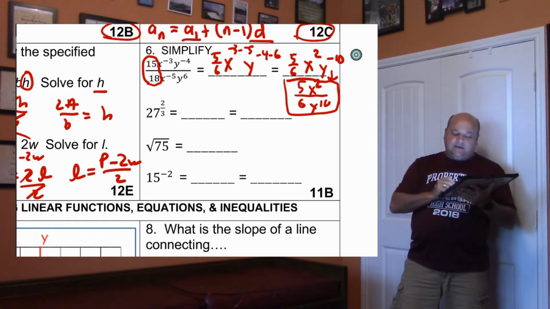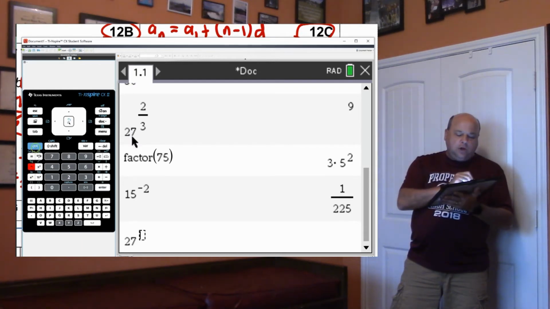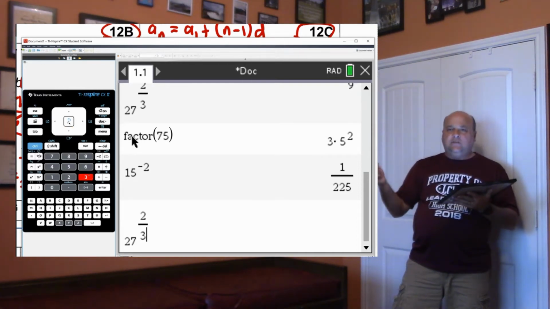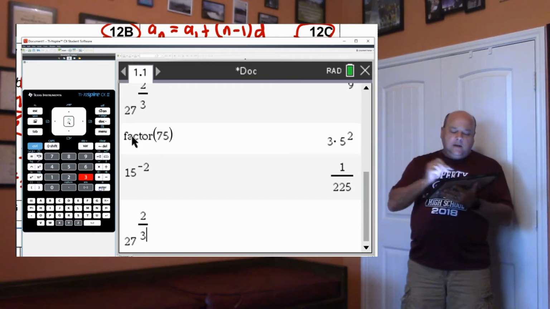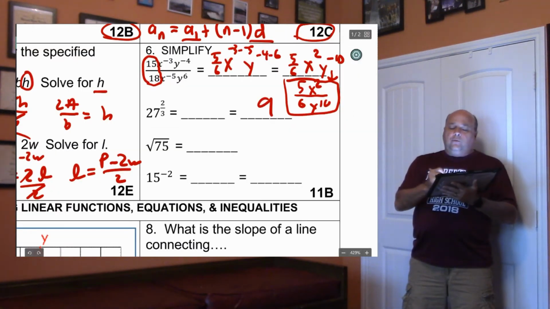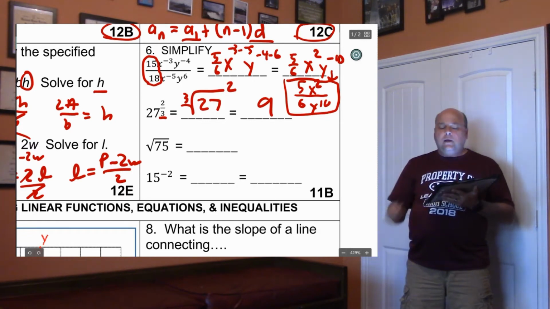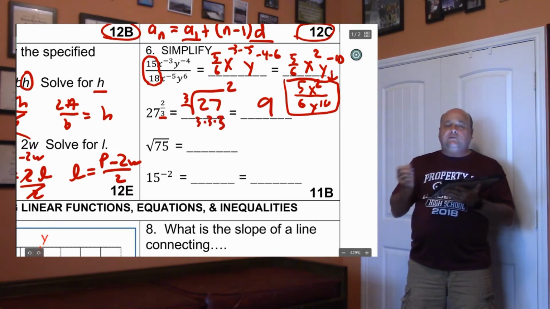Type in 27 to the 2/3. So 27, caret, control divide, 2 down 3. Got 27 to the 2/3. Make sure you type in a fractional exponent. Hit enter. Ding, ding, ding. You get 9. That's all you got to do. Now then, this turns into the cube root of 27 to the 2nd power. And if you were to do the factors of 27, you get this: 3 times 3 times 3.